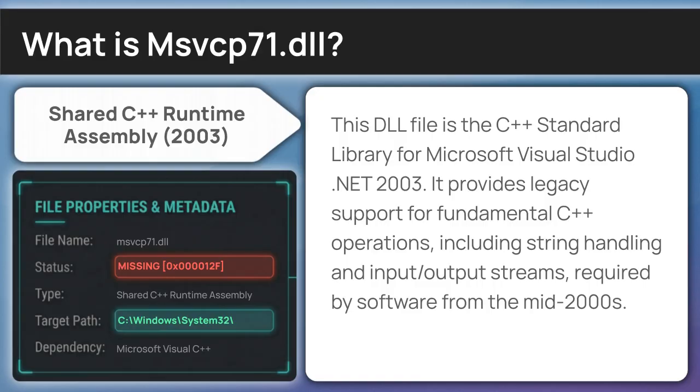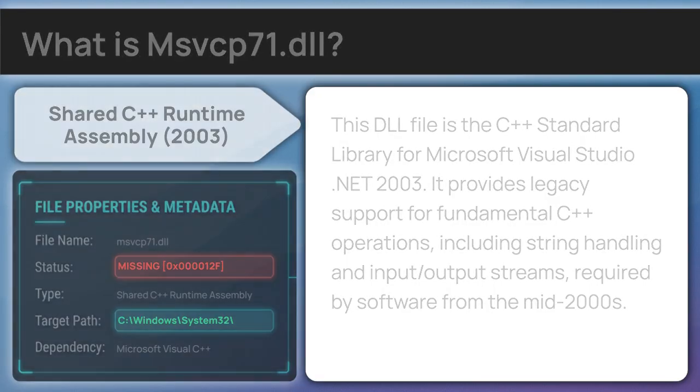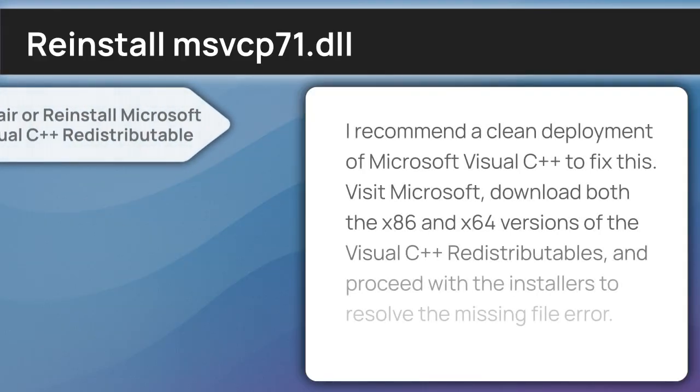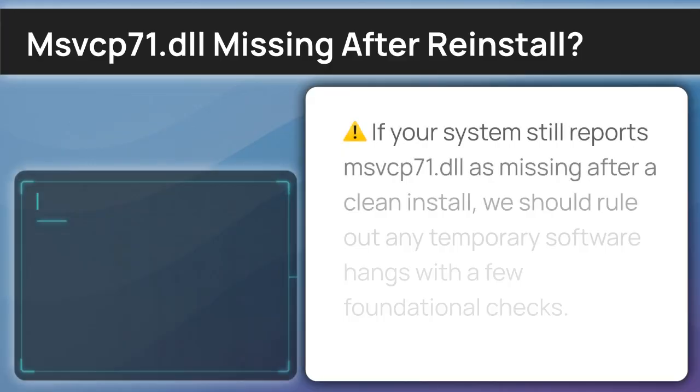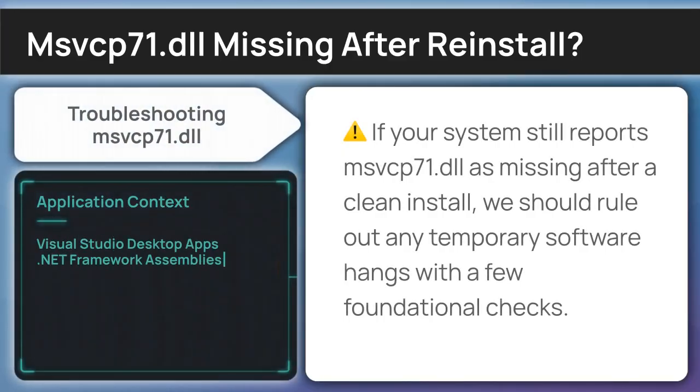Now that the technicals are covered, let's run the official installer. To restore the library correctly, you should perform a manual refresh of Microsoft Visual C++. Visit the Microsoft Download Center, secure the x86 and x64 versions of the latest Visual C++ redistributables, and run both installers. When the primary installation path fails, a more surgical approach to checking your system's environmental variables is required.